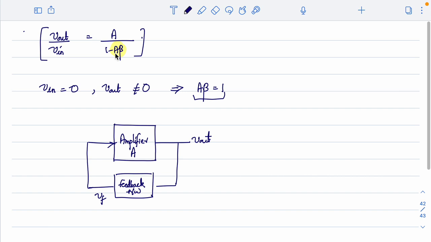So this is how generally we talk about the principle of a feedback system. This is called a positive feedback system.